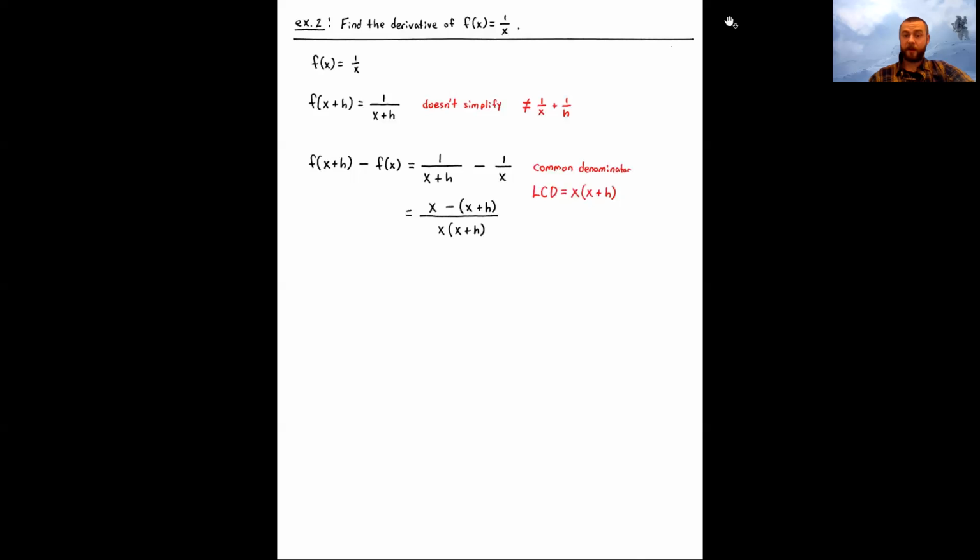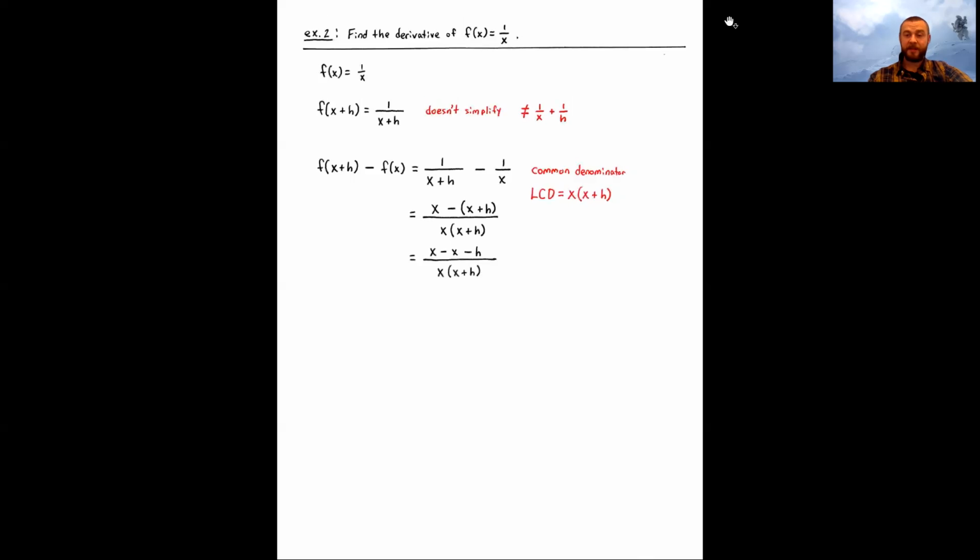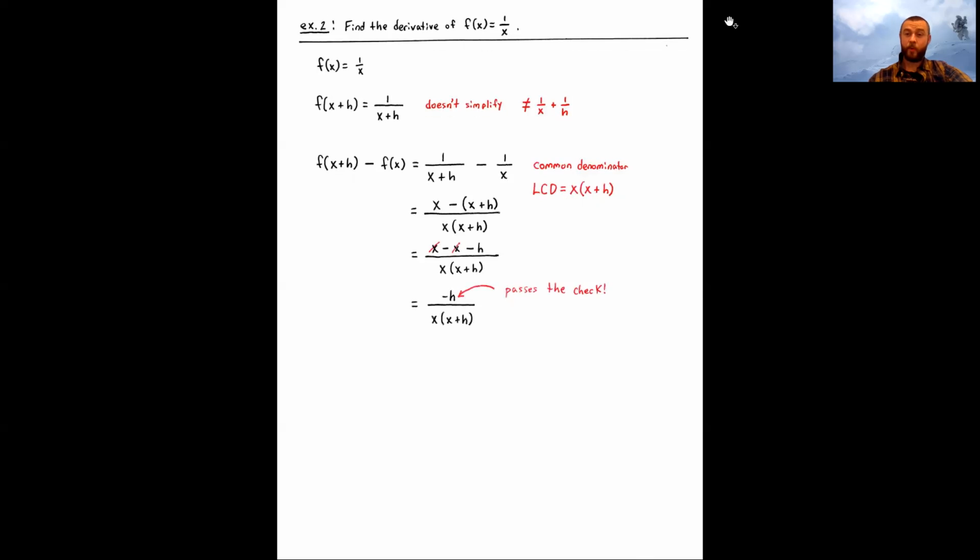All right, so from here, it's just being careful with parentheses. Again, one of the biggest tips I can advocate. And we just distribute that minus, and then notice within the numerator, the x's cancel out, leaving us with, in the numerator, negative h. That's where the factor of h occurs. So this passes the consistency check. And then our denominator is just x times x plus h.